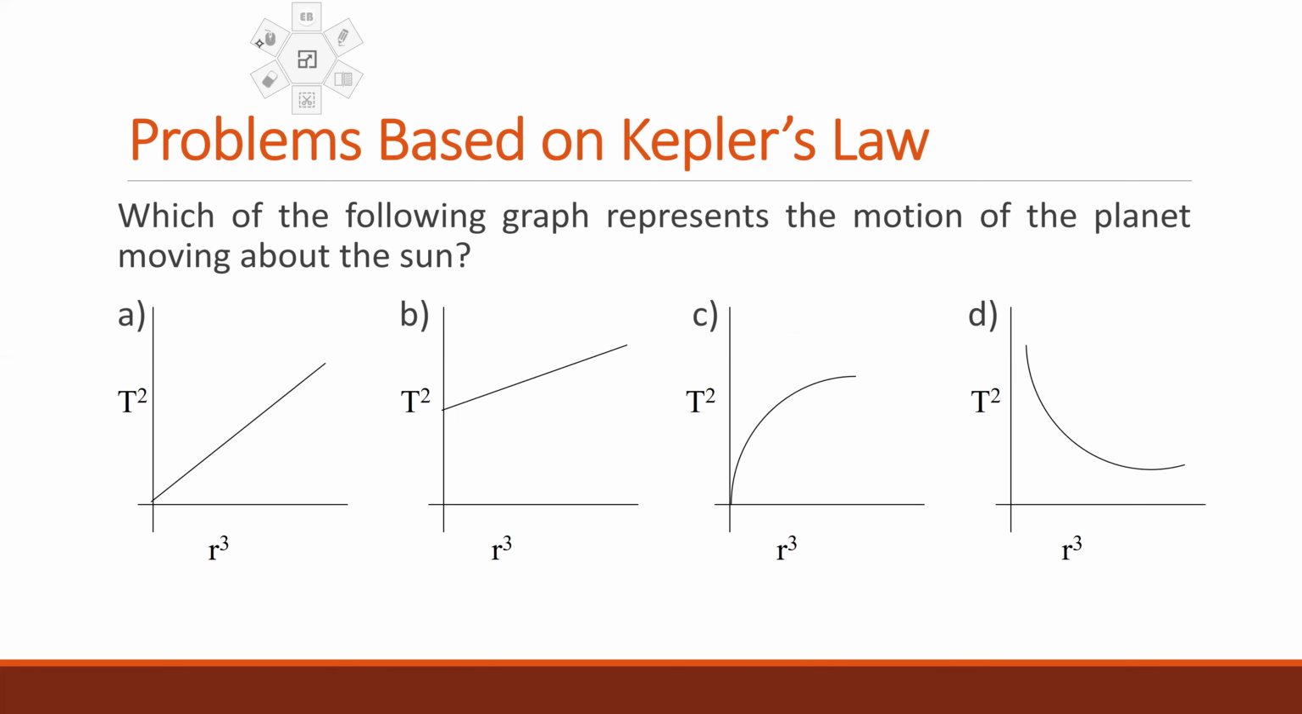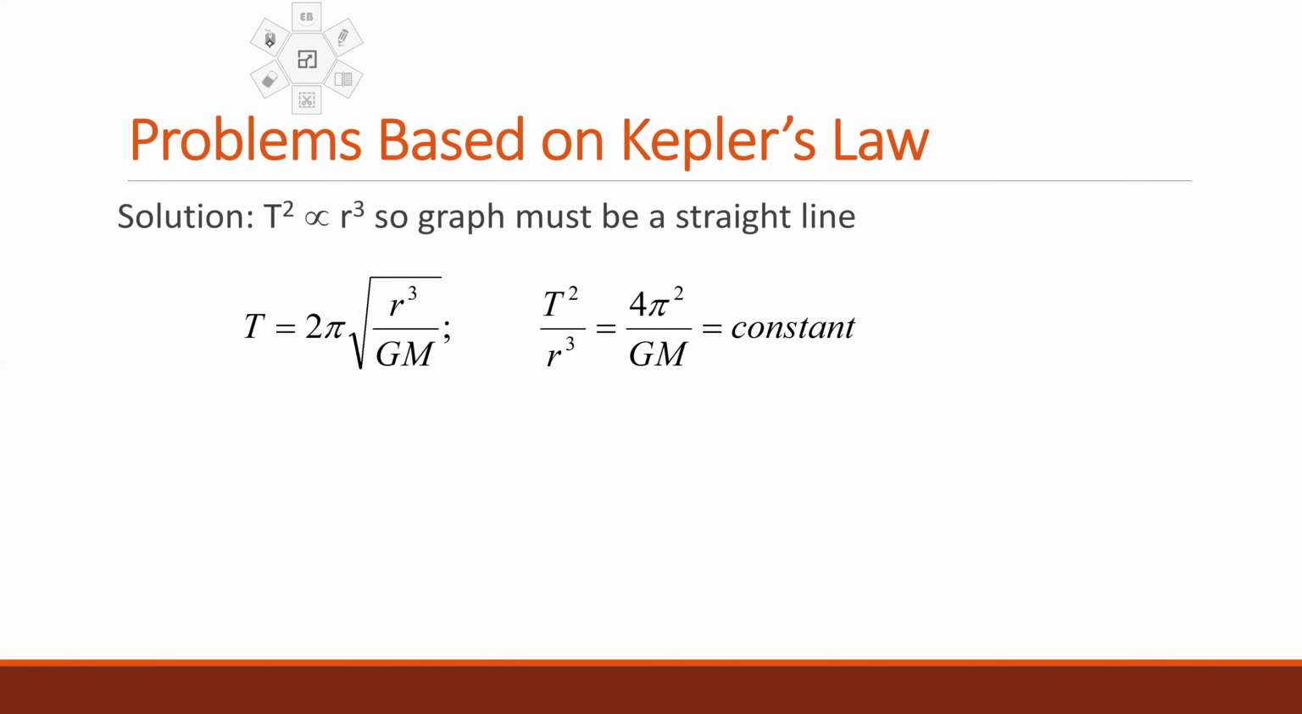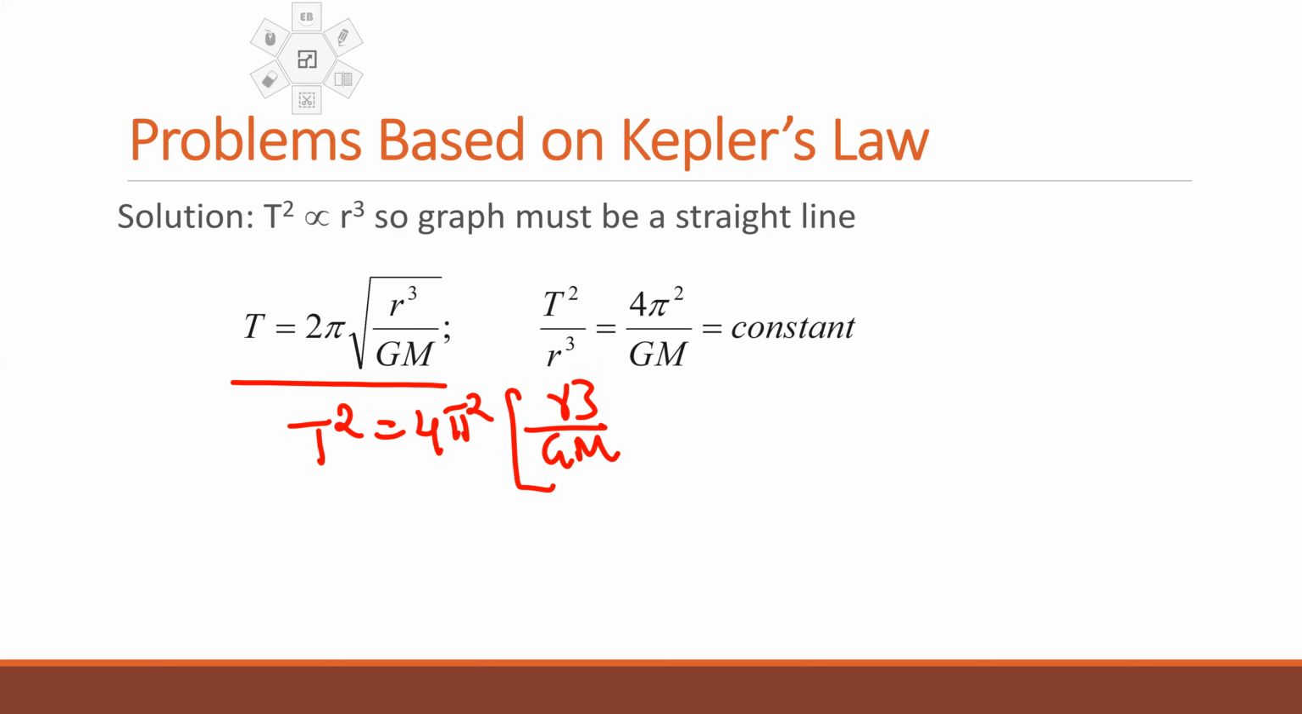Okay. Which of the following graph represents the motion of the planet moving about the sun? Already discussed. He has plotted the graph T square against R cube. We know that formula: T equal to 2 pi square root of R cube by GM. Then, square it both sides. T square equal to 4 pi square into R cube divided by GM. This is the equation.